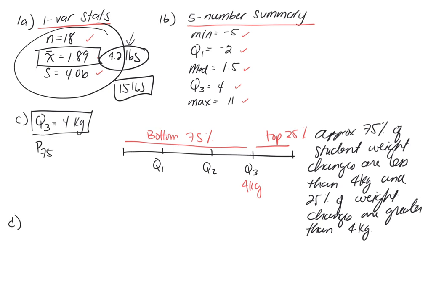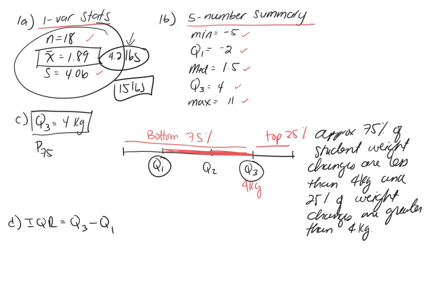Let's take a look at the last question, D. So D wants us to explain the meaning of the interquartile range, which can be calculated by finding the difference between Q3 and Q1. So notice that Q3 is the 75th percentile and Q1 is the 25th percentile. So the IQR measures the range. It measures the change or the range of the middle 50% of all weight changes in our sample data.